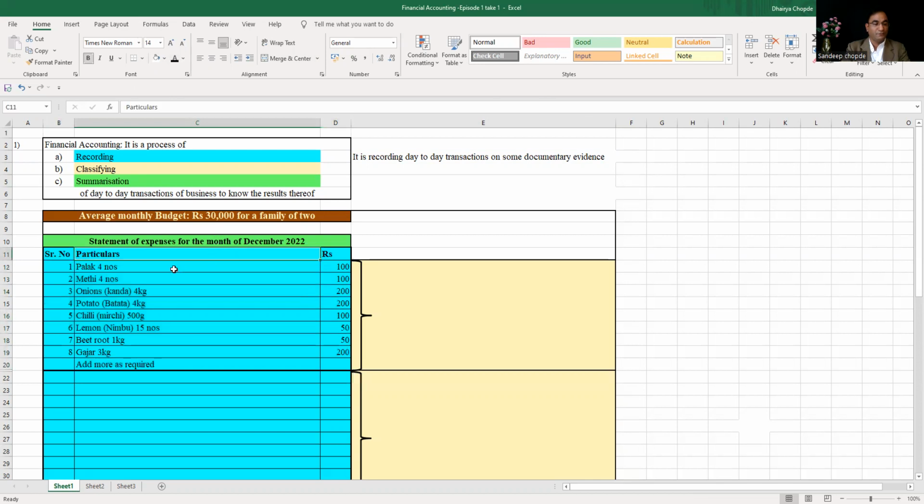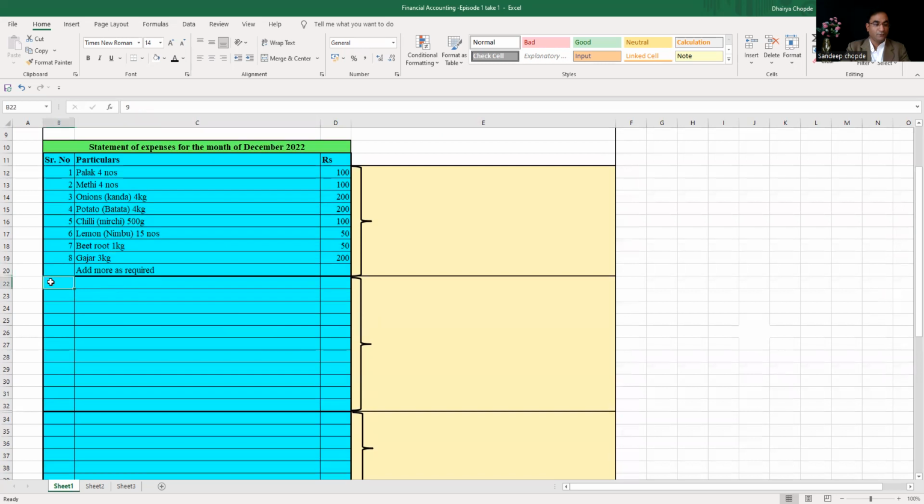For example, you may have incurred some expenditure on purchasing palak, 100 rupees, methi, 100 rupees, onions 4 kg, 200 rupees, potato 4 kg, 200 rupees, chili 500 grams, 100 rupees, lemon 15 numbers, 50 rupees, beetroot 1 kg, 50 rupees, gajar 3 kg, 200 rupees, and so on. You can add to this further as required. Further, you may start adding the other expenses that are incurred.